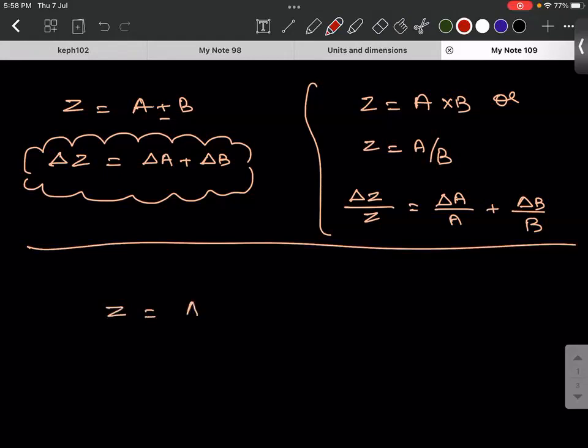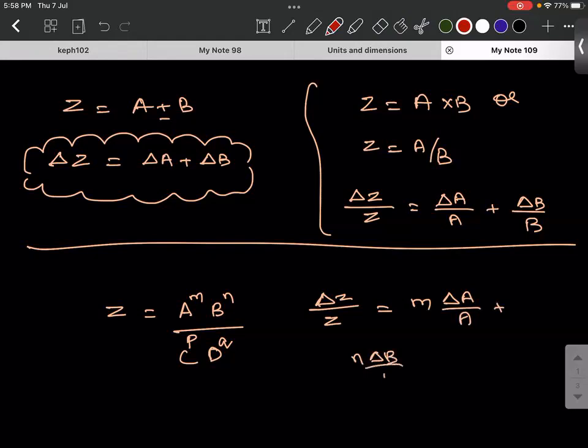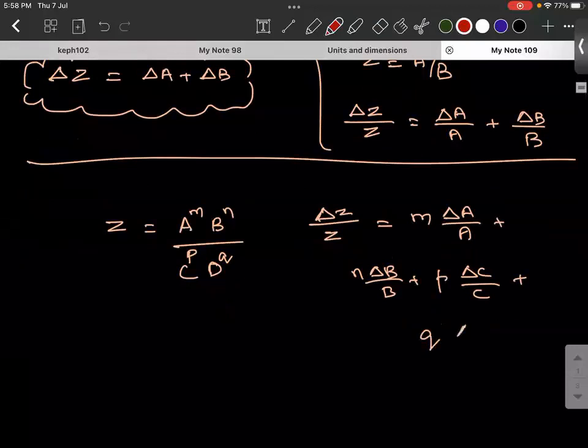Similarly, I have Z equal to A to the power M, B to the power N, divided by C to the power P into D to the power Q, for example. Then what does delta Z by Z stand for? M times delta A by A plus N times delta B by B plus P times delta C by C plus Q times delta D by D. You remember this? We did a problem based on this also. So this is the summary of how you calculate errors for combinations.